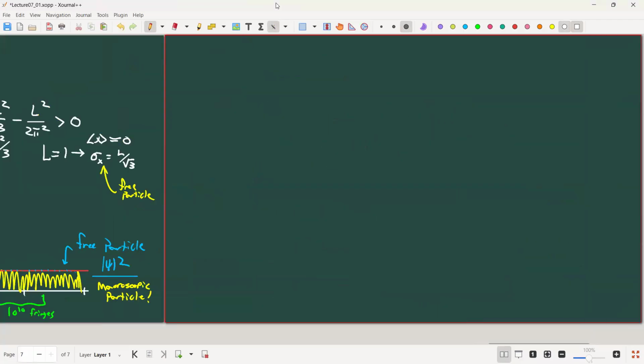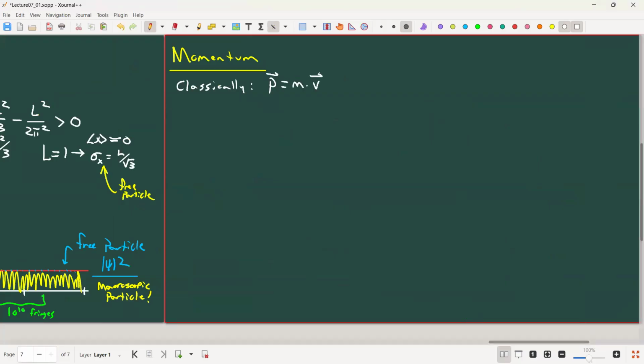So what I want to do now is I want to think about momentum. Right? And we haven't thought about momentum in a while. Okay, so let me remind you what momentum looks like. Classically, momentum is a vector, which is the mass of the object times the velocity. And I argued that velocity is not a very useful number for us. It's not sort of what momentum is.